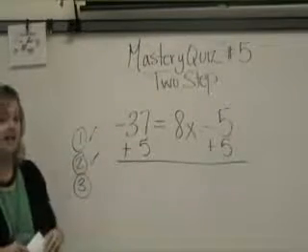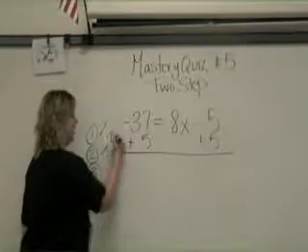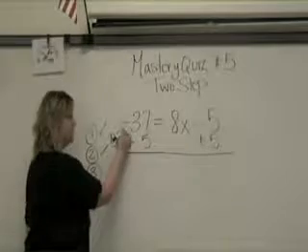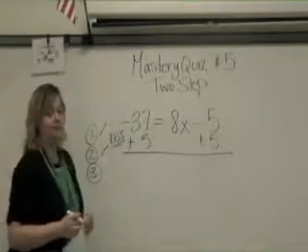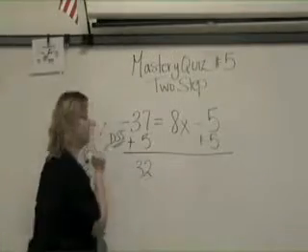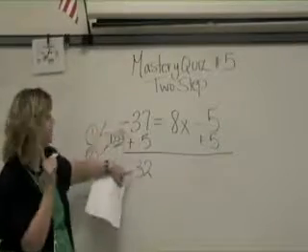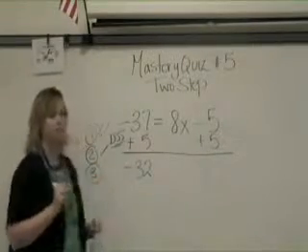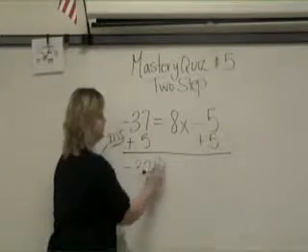Is this DSS or SSA? That's right. This is DSS. The signs are different, so I'm going to subtract. What is negative 37 plus 5? That's right, it's 32. But wait a minute. 37 is a larger number, so it's going to be negative 32. Bring down my equal sign, straight down.